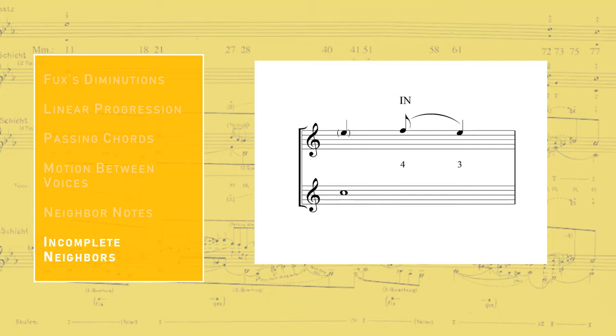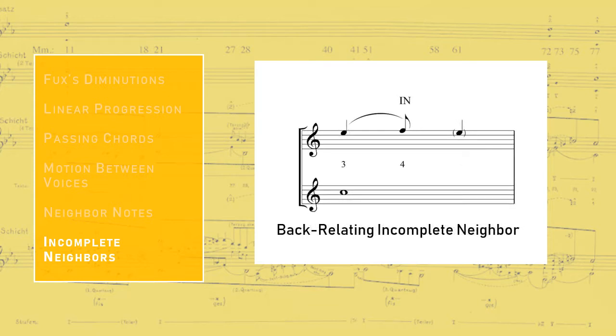We can call this pattern a front-relating incomplete neighbor, since the dissonant tone happens before the structural tone that it depends upon. The return to the structural tone may also be omitted. In this case, we would say that the incomplete neighbor back-relates to the structural tone.